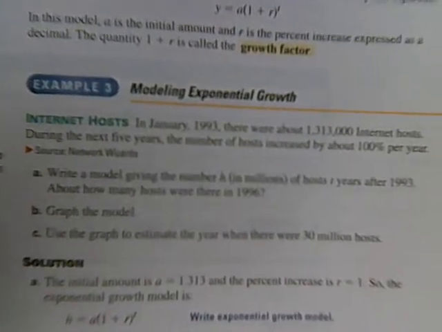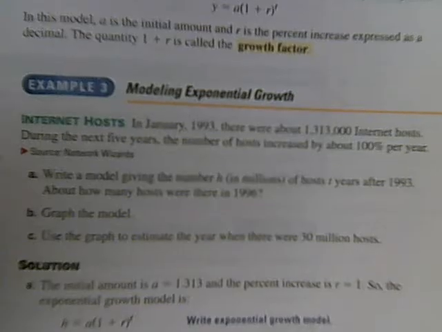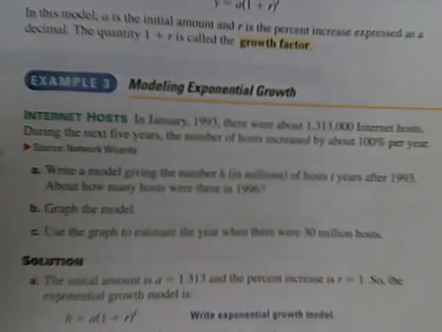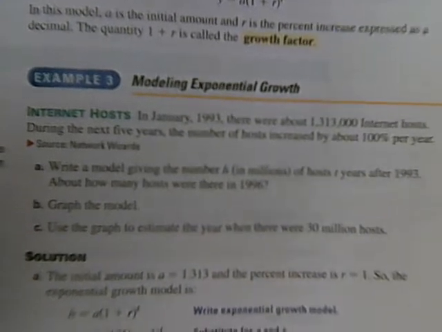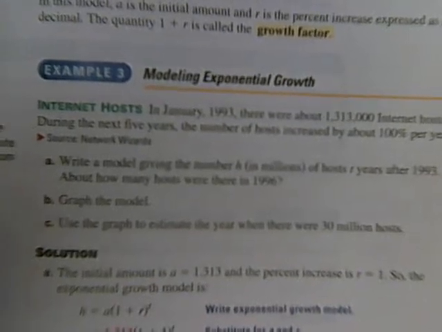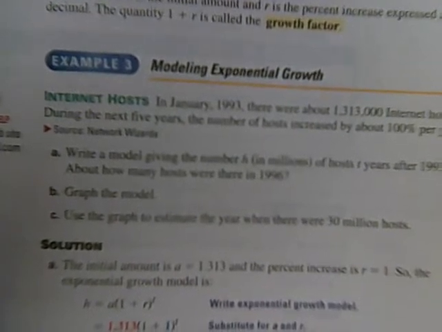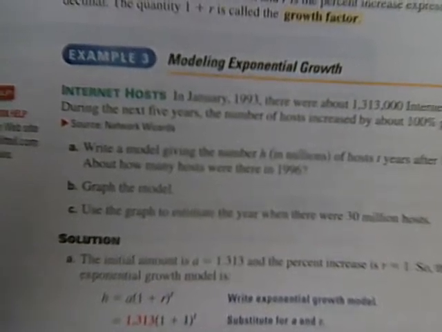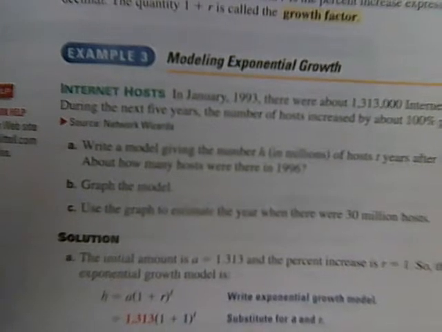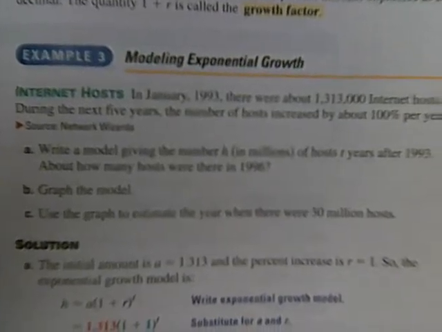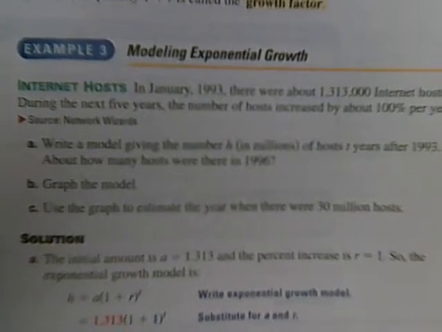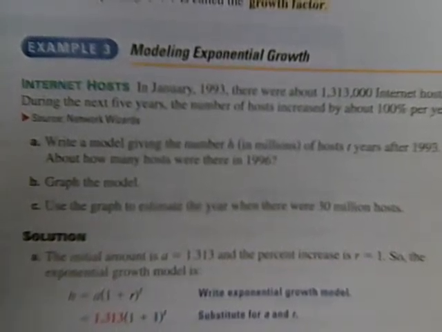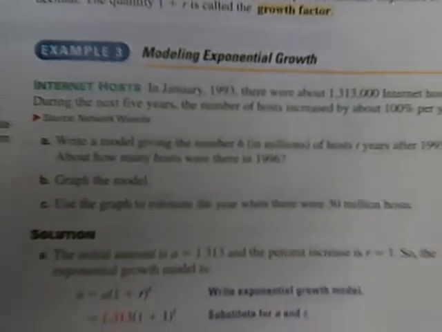Okay, so in class we worked on graphing exponential growth, but we didn't get to modeling. So on page 467, example 3, it says, in January of 1993, there are about 1,313,000 internet hosts. During the next 5 years, the number of hosts increased by about 100% per year. And it wants us to write a model giving the number h in millions of hosts t years after 1993. That's the first thing it wants us to do.